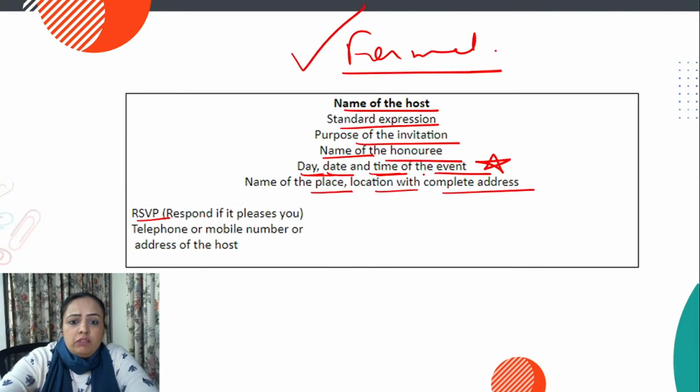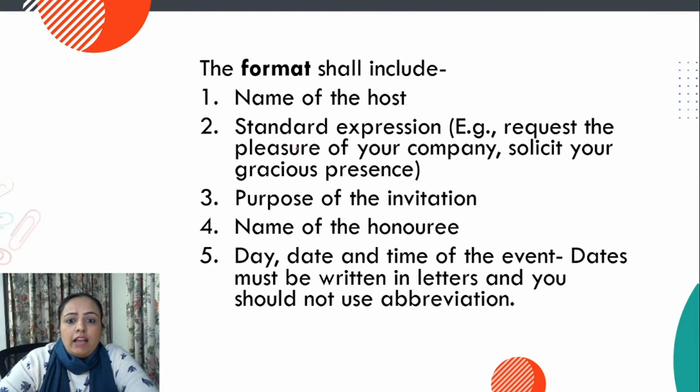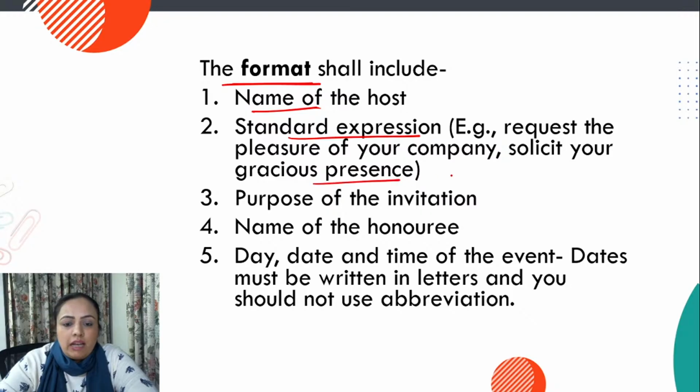Now let us proceed further and we will see what all has to be included in the format. चाहे आप informal लिख रहे हैं या आप formal invitation लिख रहे हैं, आपके format में क्या क्या कुछ होना चाहिए. Name of the host, standard expression जैसे कि request the pleasure of your company or solicit your gracious presence, something like this. Then the purpose of the invitation. If there is a specific purpose, you are requesting the person to be the chief guest or to take part in the prize distribution, that purpose should be there.